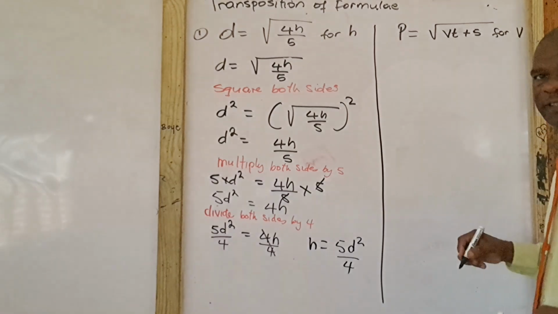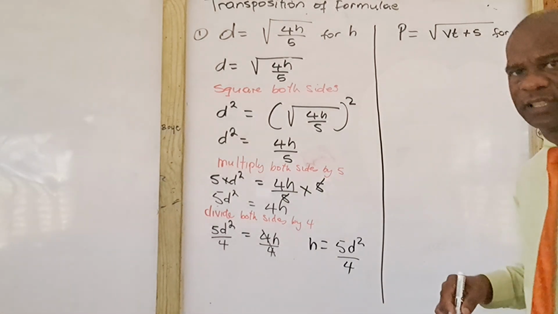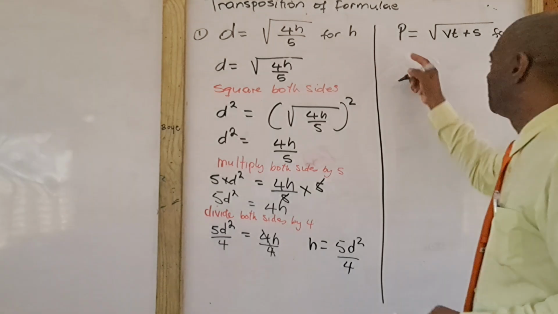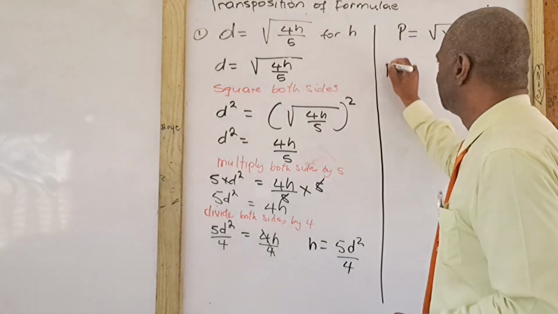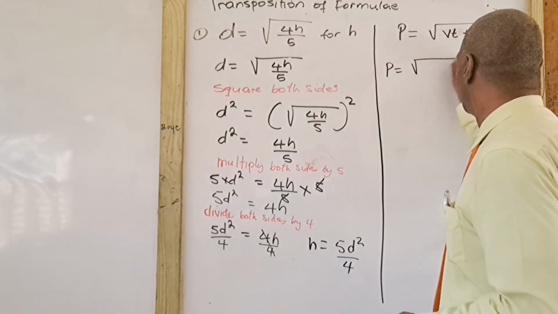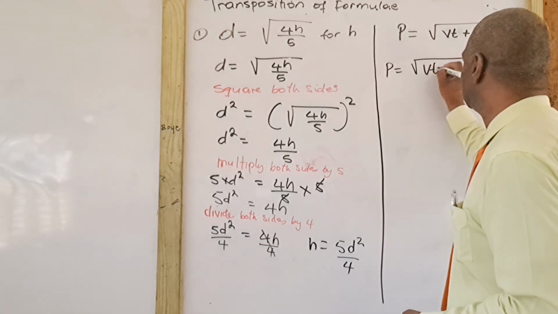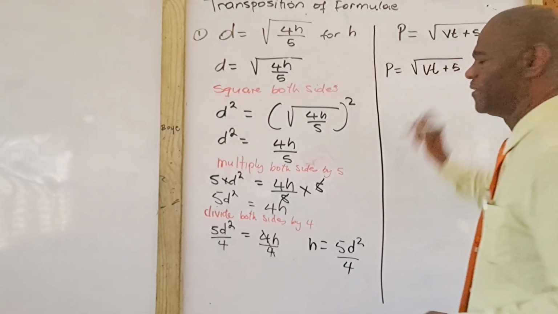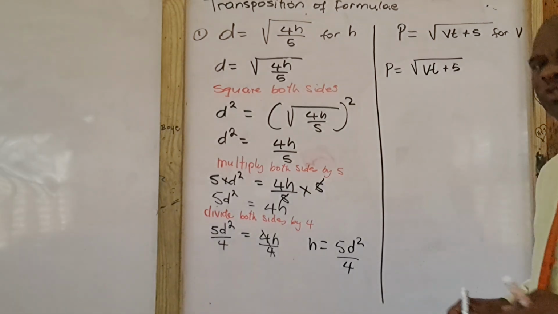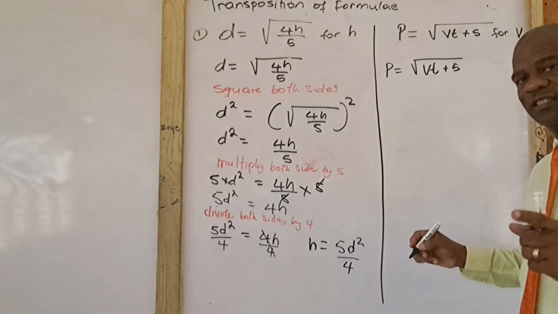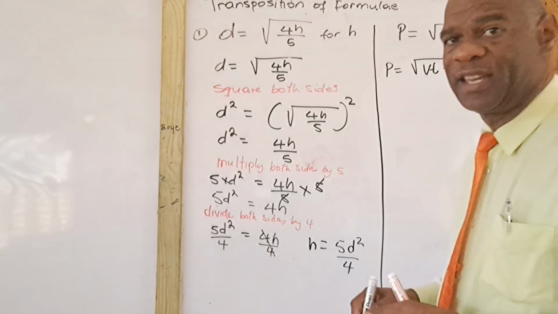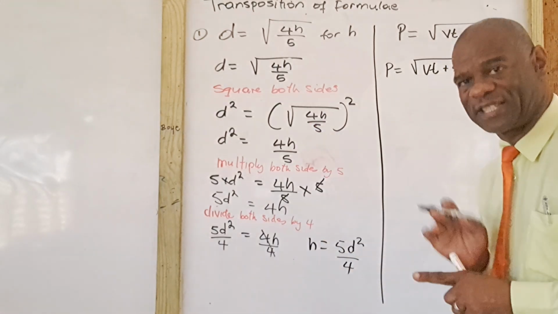Okay, so we have, can we see that? Yes, we can. So we have p, I'm going to rewrite that. P equals the square root of vt plus 5. Right? So the first thing we're going to do is to get rid of the square root sign by doing what? By squaring both sides.